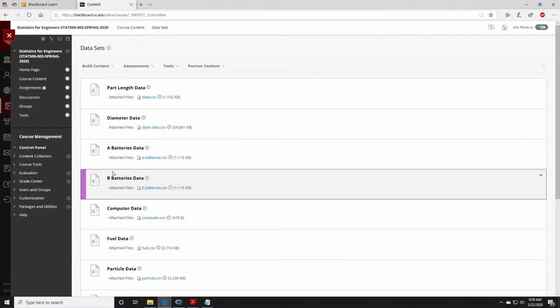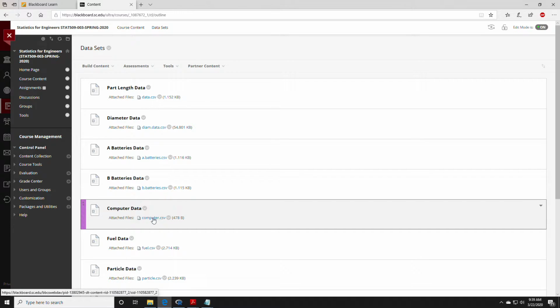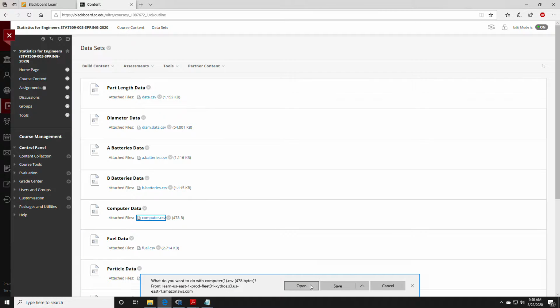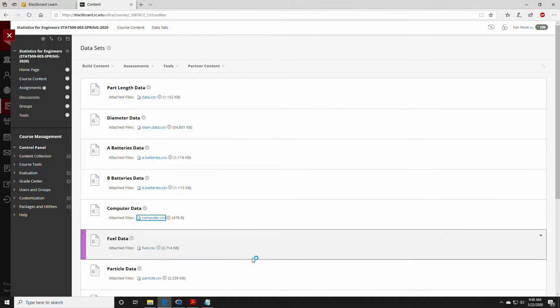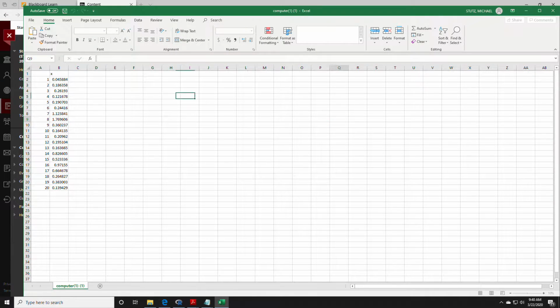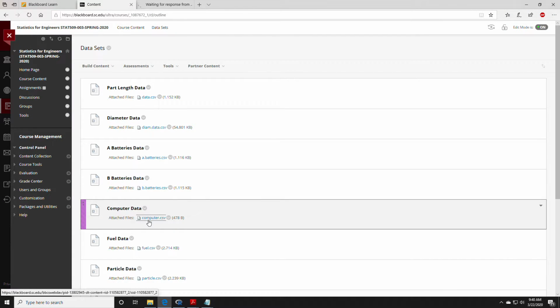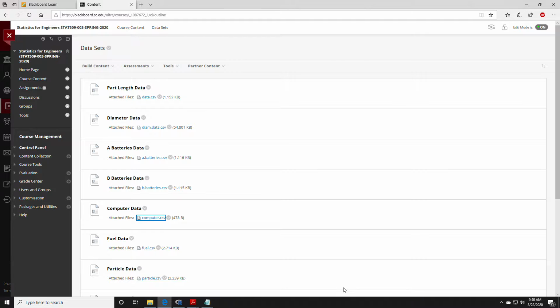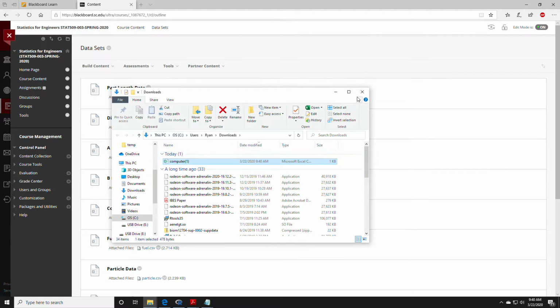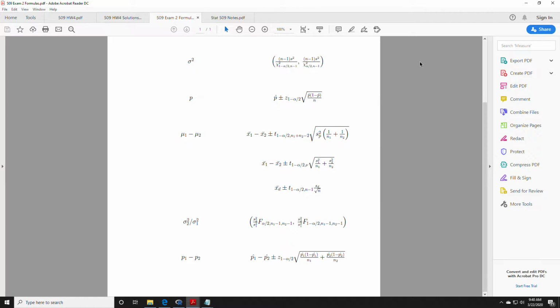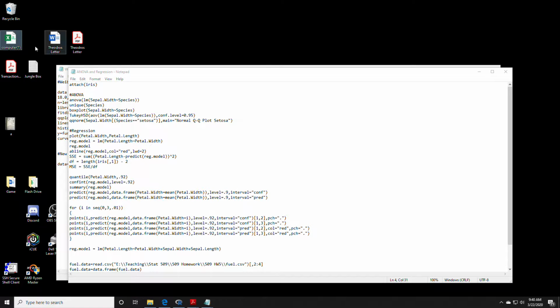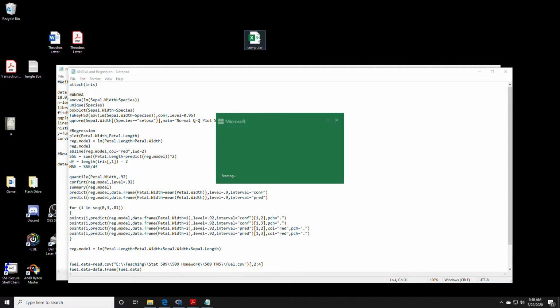So first off, let's go ahead and get the data. So computer data. I should have clicked save, not open. Oh well. Computer data. Save. Open folder. So what I'm going to do is put it on my desktop. It's called computer 1 for some reason. I'll put that as computer. So I've got the Excel file called computer saved on my desktop.